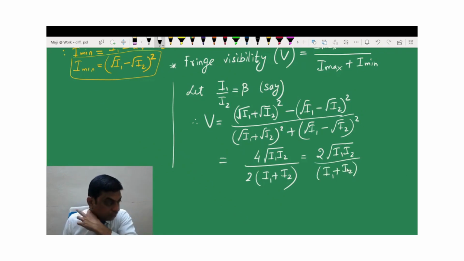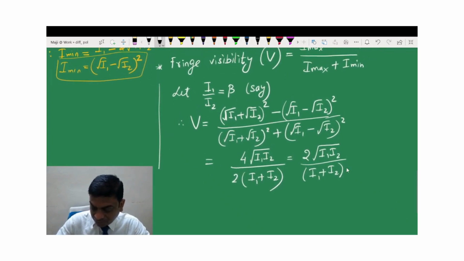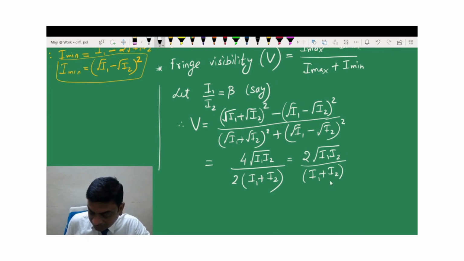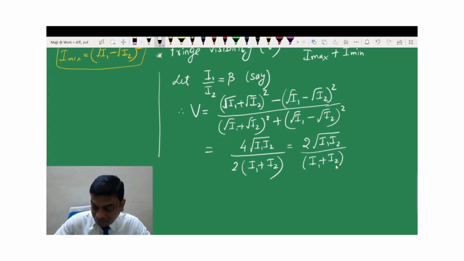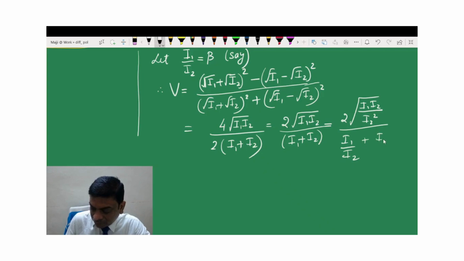Okay. So we can express this in terms of I1 by I2. In that case, we have to divide the numerator and denominator by I2. Here I am taking I2 within the square root sign, so it will become I2 square, whereas here, in the denominator, simply keep it as I2. Not a problem. So now we see here one I2 gets cancelled.